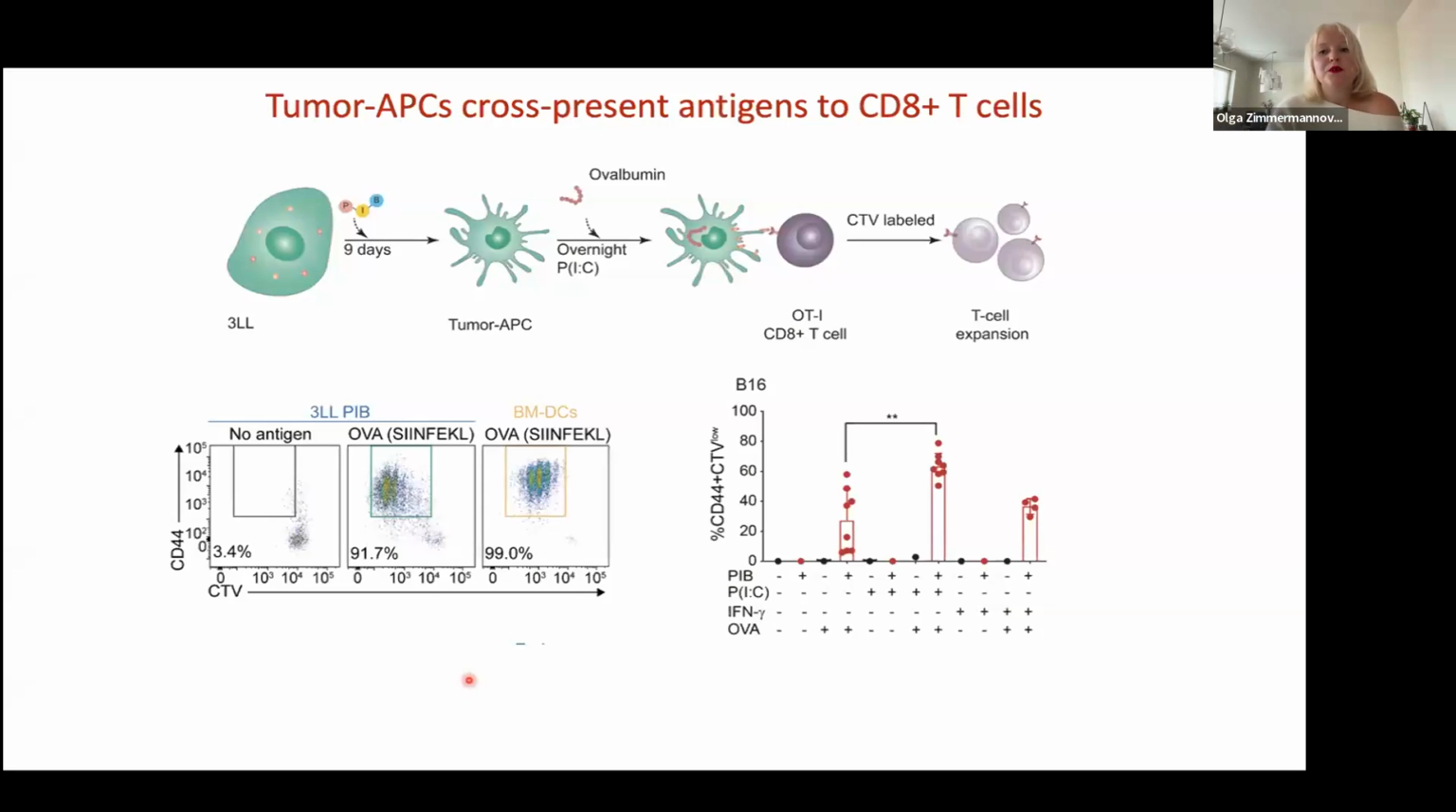And finally, we also addressed the ability of tumor APCs to cross-present antigens. And here, when we pulsed B16 melanoma cells with OVA before and after reprogramming, we noticed that the reprogrammed cells are actually able to induce proliferation and also activation of antigen-specific CD8 positive T cells, which proves that they are really capable of cross-presenting antigens to cytotoxic T cells.